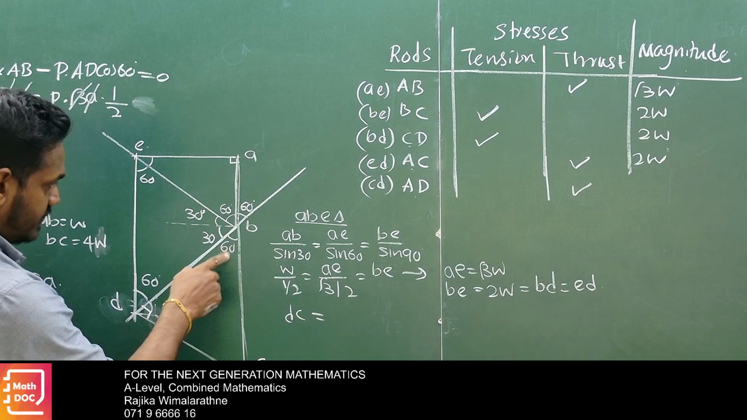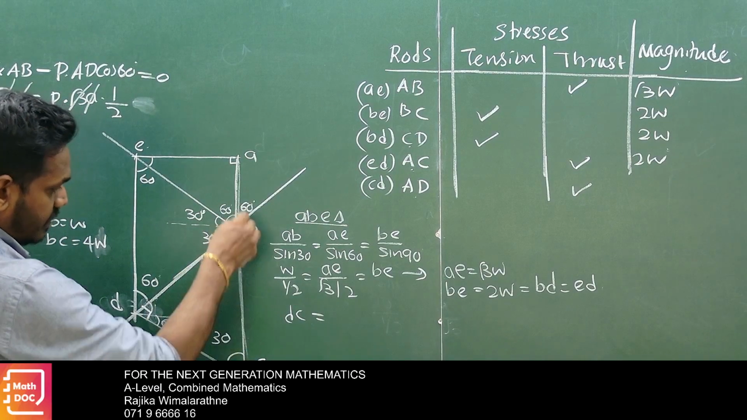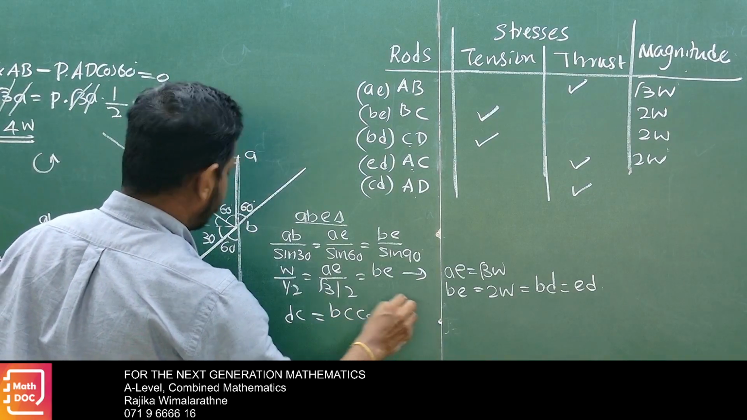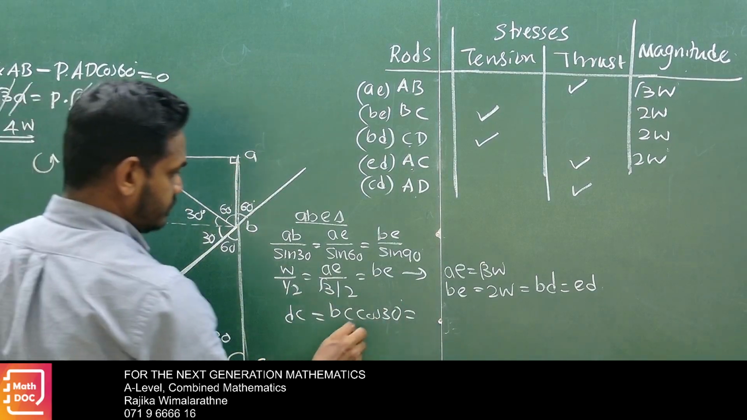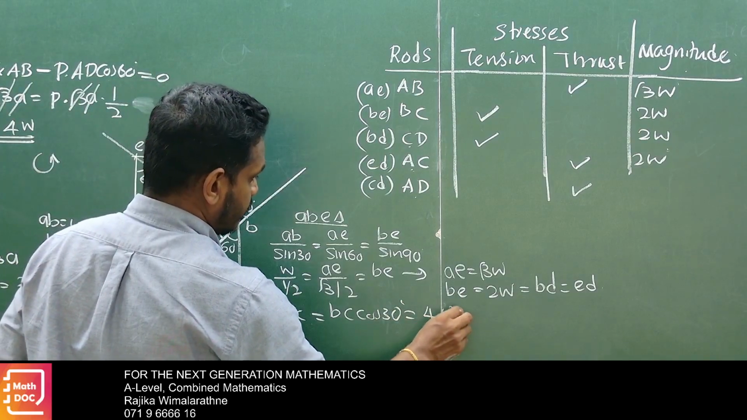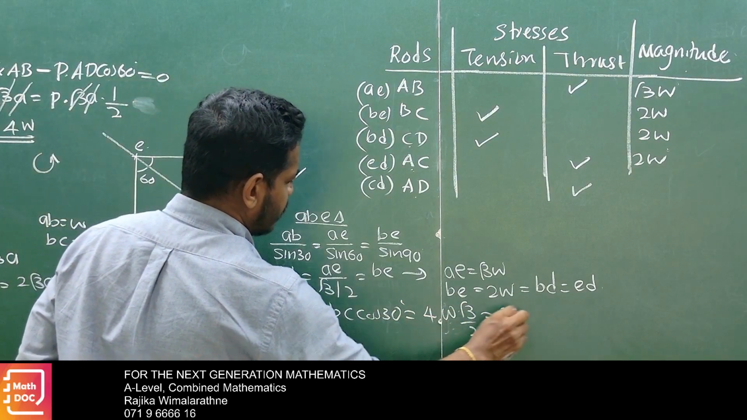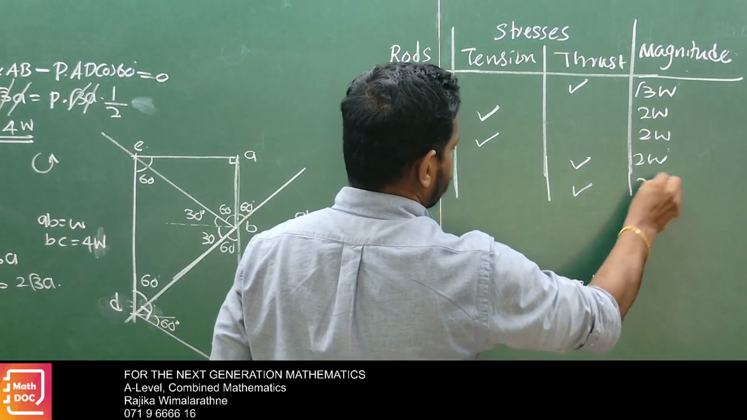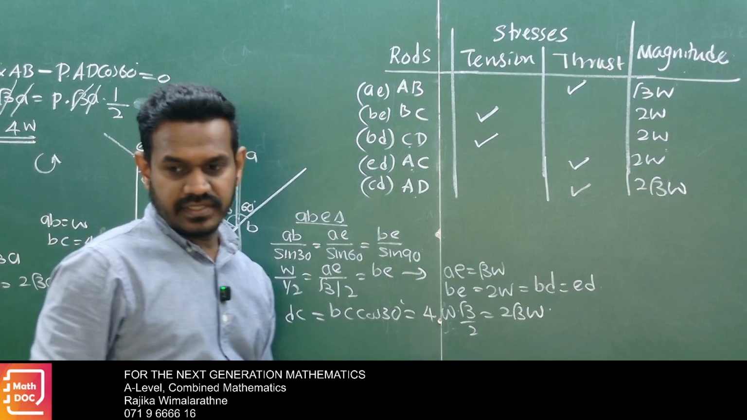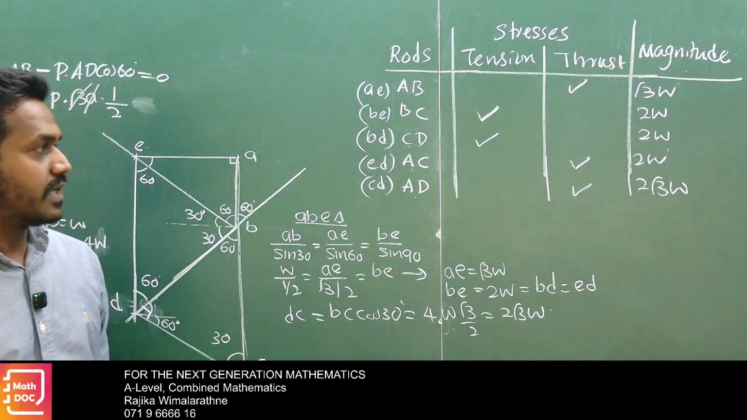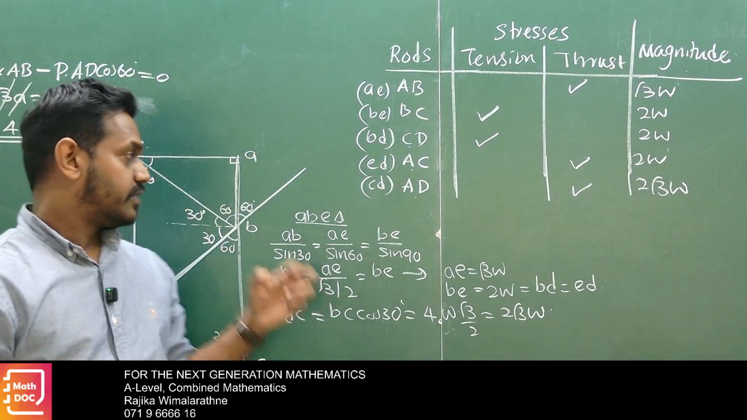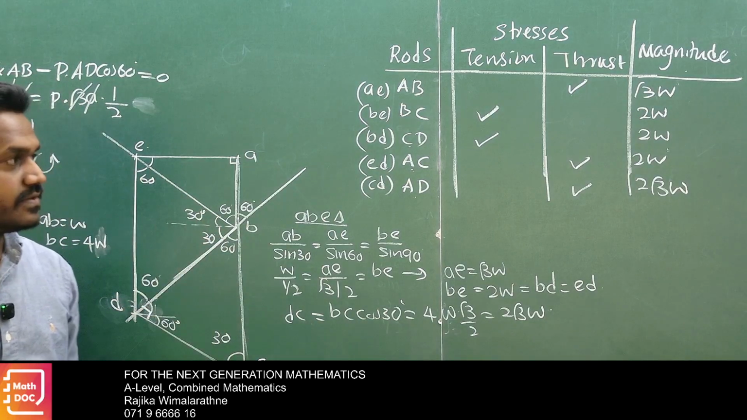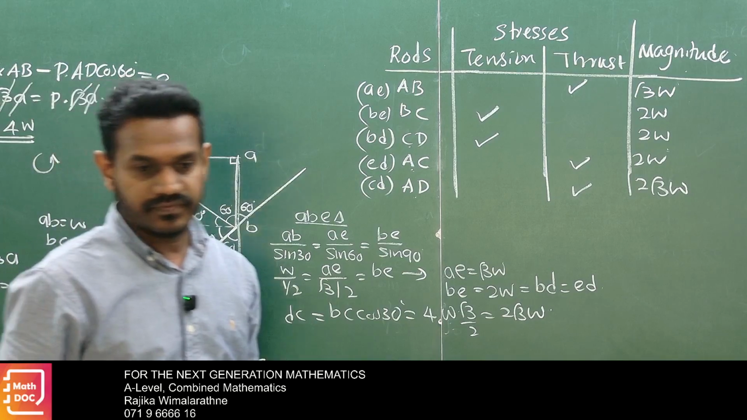DC equals, here 60, 30, no? BC cos 30. So we know BC value is 4W. Root 3 over 2, that is 2 root 3 W. Then here we are doing geometrical things. Okay, you have to practice geometry. Then we can complete that question. Okay, check your answers and do.